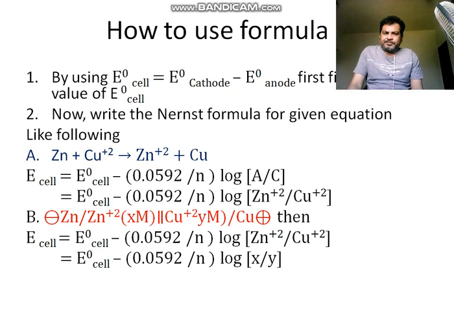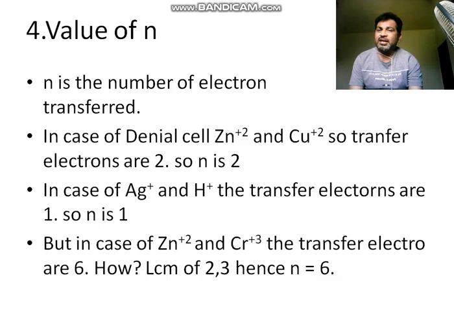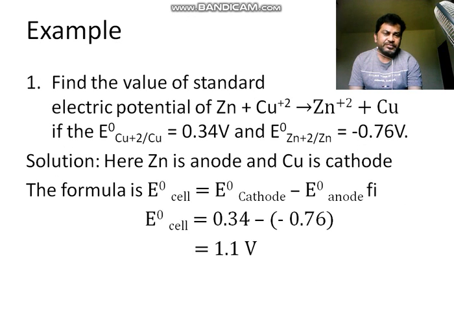So step number one. In the Nernst equation, we have E degree cell. So first we have to find out the E degree cell. And how will you find the E degree cell? E degree cell is determined by only a simple formula. E degree cell is equal to E degree cathode minus E degree anode. Okay, so a very simple formula: E degree cathode minus E degree anode.